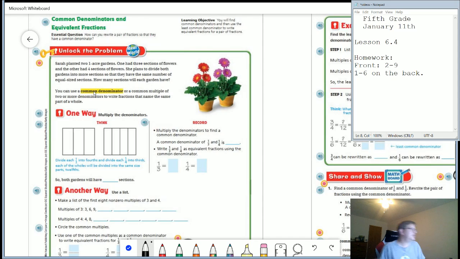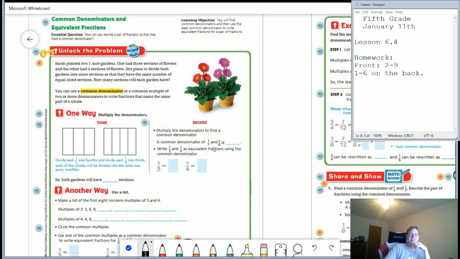We will be working with a couple different strategies. So for the first one, we can use a common multiple or common denominator, using a common multiple of our denominators to get our equivalent fractions. So we are starting with two 1-acre gardens. One had 3 sections of flowers and the other had 4. She plans to divide both gardens into more sections so they each have the same number of equal size sections. And so what we want to do is find a common denominator for 3 and 4.